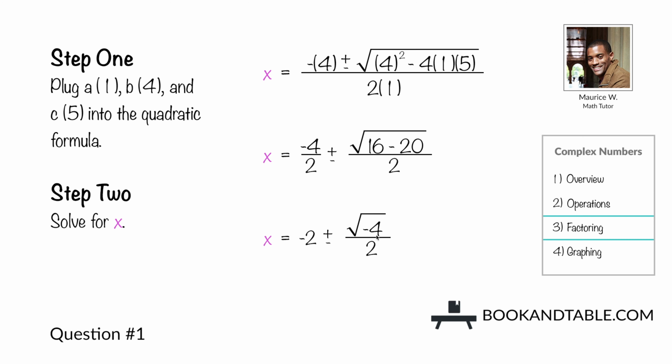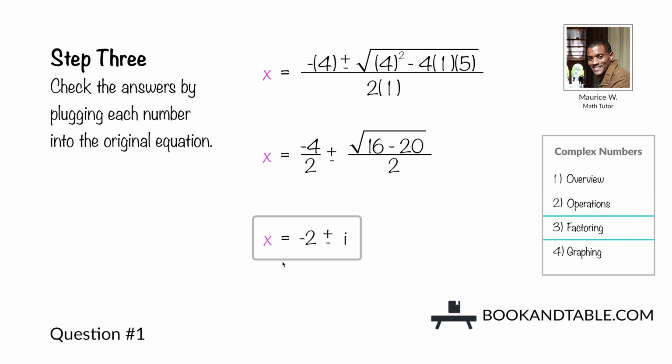The square root of negative 4 is equal to the square root of 4 times the square root of negative 1. The square root of negative 1 is i, and the square root of 4 is 2. 2 divided by 2 is equal to 1. So we wind up with x is equal to negative 2 plus or minus i. And now we can check the answers by plugging each number into the original equation.